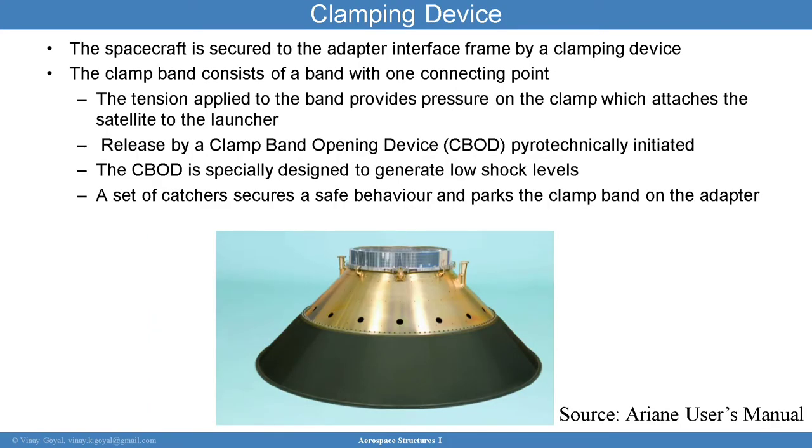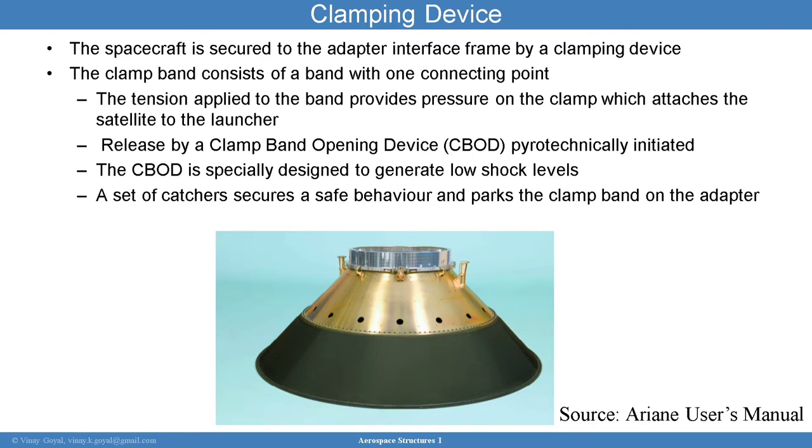The spacecraft is typically secured to the adapter interface frame, and here you have a clamping device. The clamp band consists of a band with one connecting point typically, and then tension is applied to this band to provide pressure on the clamp, which then attaches the satellite to the launcher. The release of this clamp band is typically done with a pyrotechnically initiated clamp band opening device.